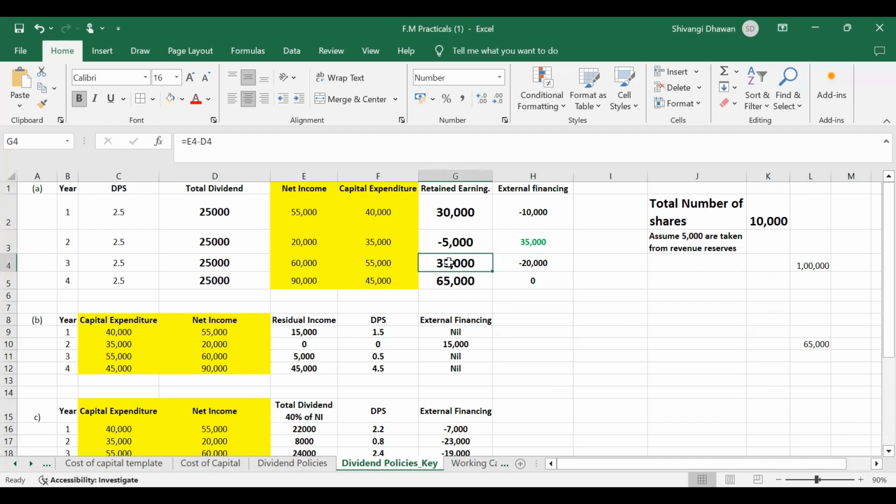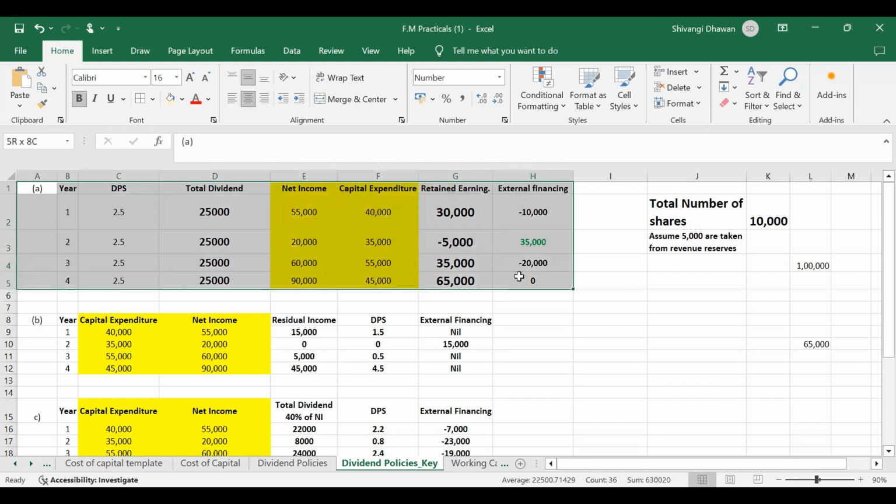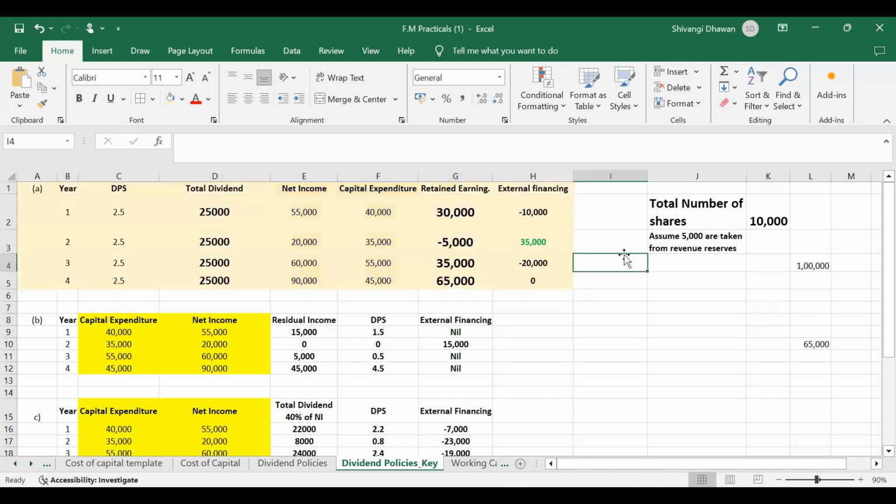Then in this case, we already have 35,000 as retained earnings, and 55,000 is the capital expenditure requirement. So we need 20,000 as external financing. Here, we have retained earnings of 65,000, and our capital expenditure is only 45,000, and we require no external financing as we have enough retained earnings.